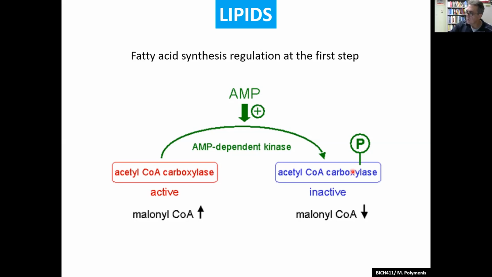Is that a good outcome? Let's think about it. If AMP is high, it means your energy status is low. It's a sentinel metabolite for low energy status. So you need to go on, make ATP. Don't waste your time making lipids. So shut it down and don't make lipids. So that's the idea. It makes perfect sense to be regulated in this way.